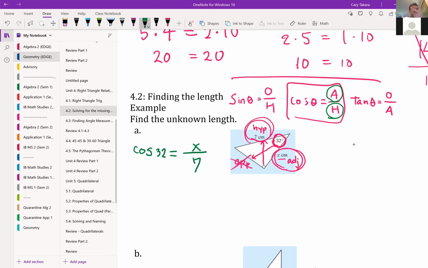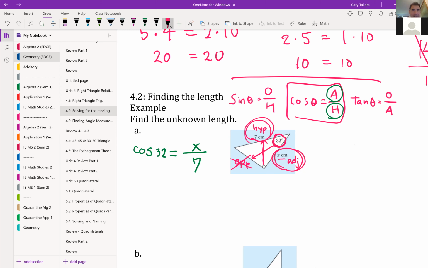So far, you've taken two major steps. One is label, okay? Next, you set up an equation by picking the correct trig ratio. In this case, it's cosine. Now, the third step, we're going to solve it. Now, how are we going to solve it? We're going to use cross multiplication.